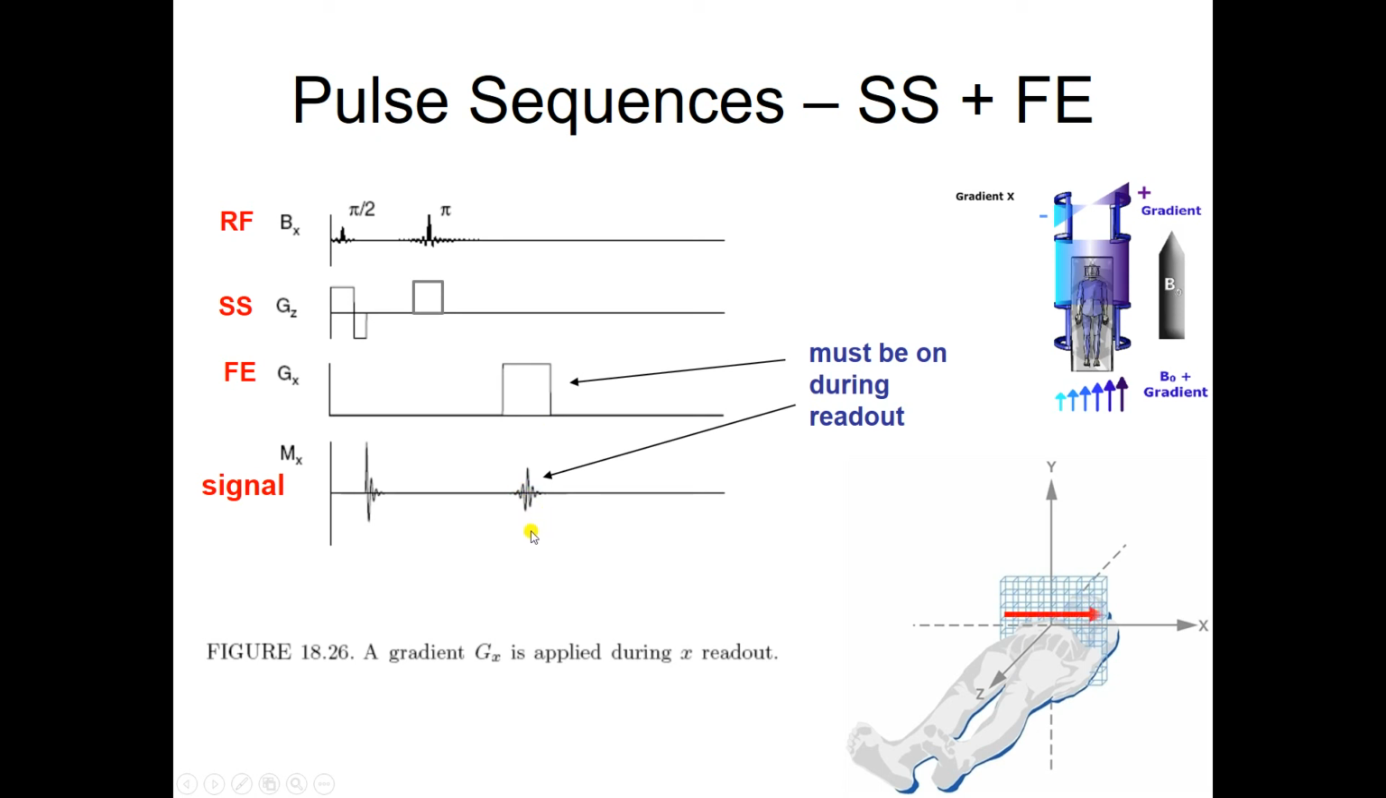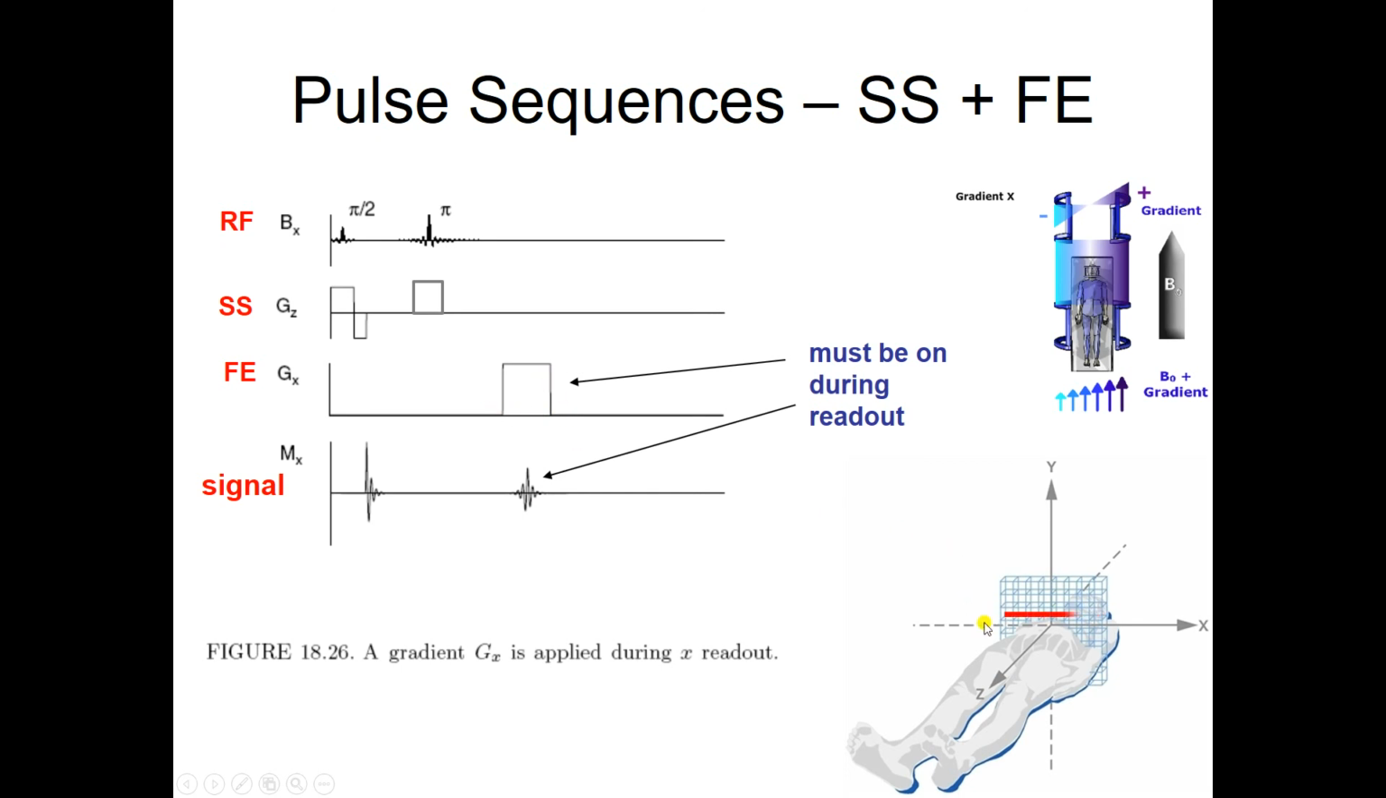So you determine the echo time by when you apply your pi pulse. So this will give you whether you're doing a T1 or T2 weighting. And then when you know that echo time is coming, you know when it's coming, turn on the frequency encode gradient.